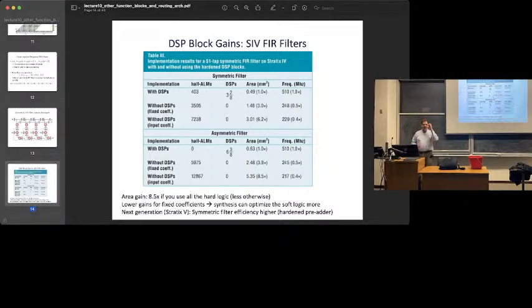Yeah? So at the beginning you mentioned soft fabric. You mean the logic? Yeah, soft fabric just means like lookup tables, and it just means like the logic blocks and the programmable routing.